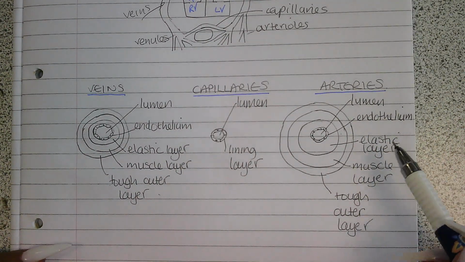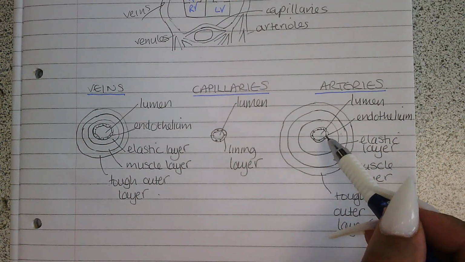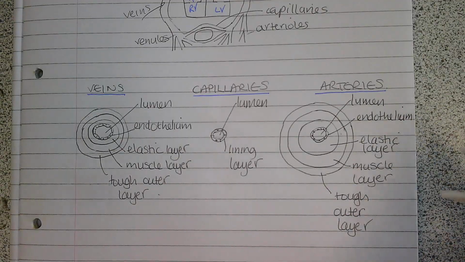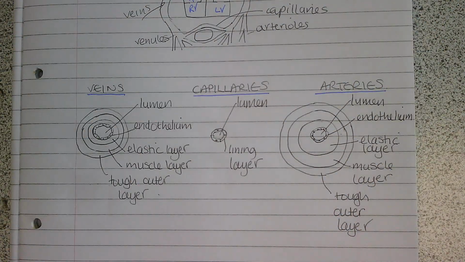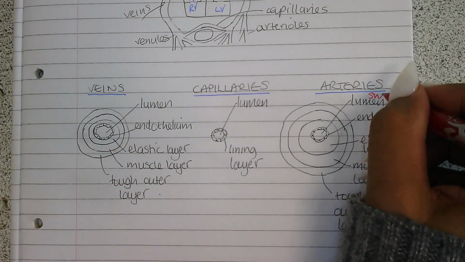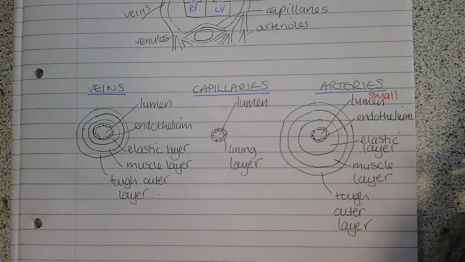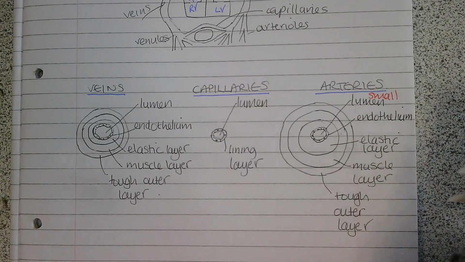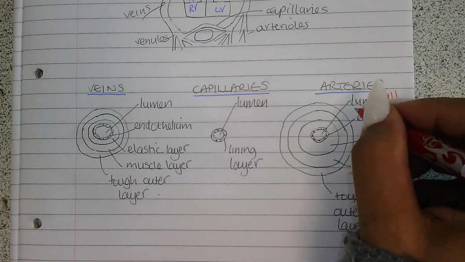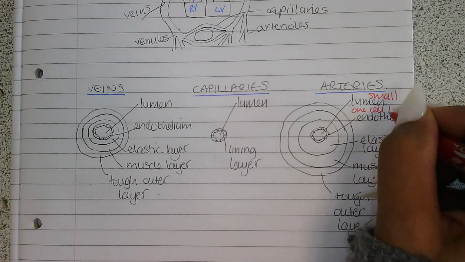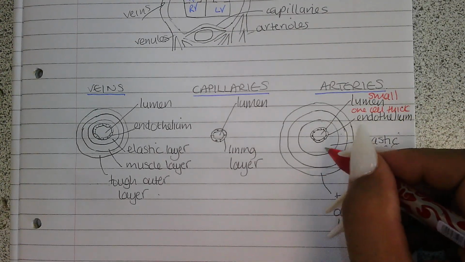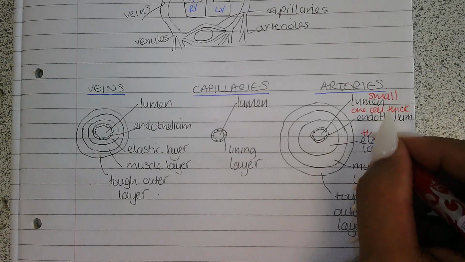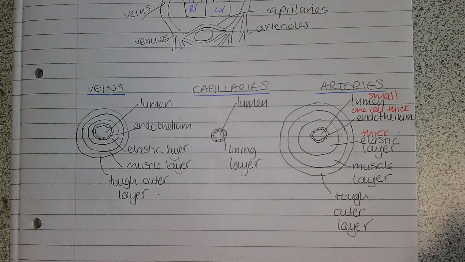The arteries, the space inside where blood can flow is called the lumen. And arteries have a very small lumen. The lining layer, endothelium, is 1 cell thick. The elastic layer in arteries is quite thick compared to veins.